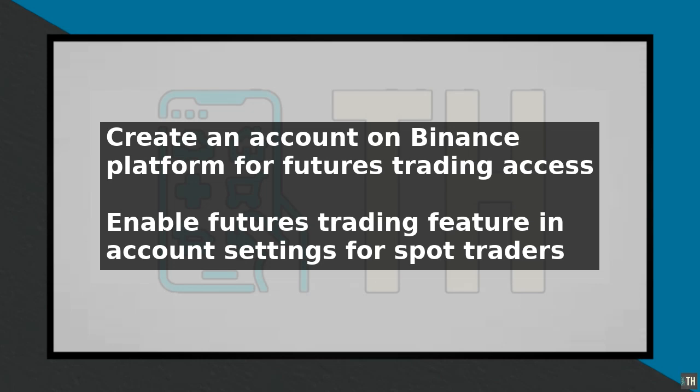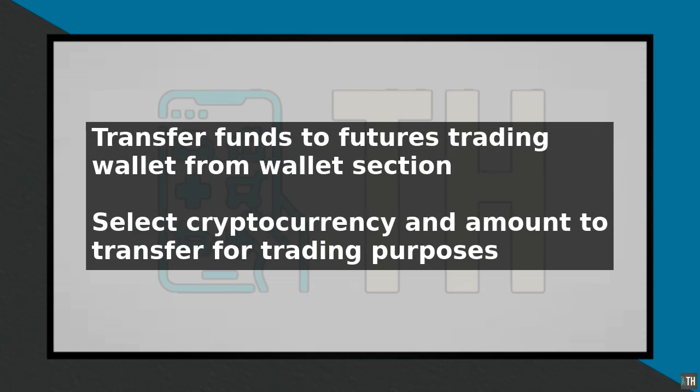However, you need to enable the futures trading feature in your account settings. Once you have enabled futures trading, you need to transfer some funds to your futures trading wallet. You can do this by going to the wallet section and clicking on transfer. Select the cryptocurrency you want to transfer and the amount, and confirm the transaction. Now that you have funds in your futures trading wallet, you can start trading.